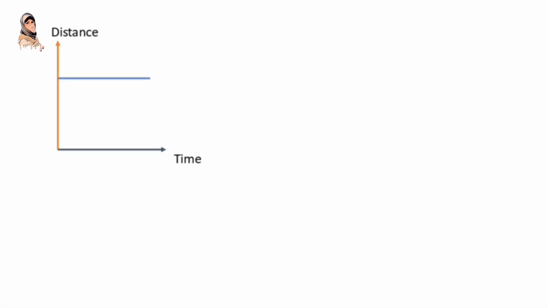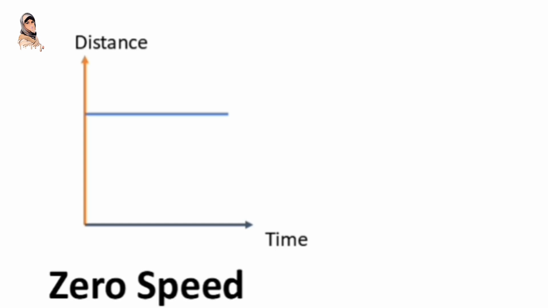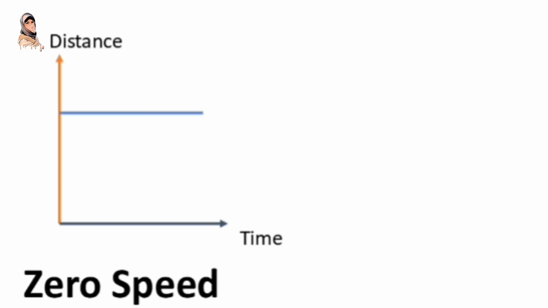Now you can see that in this graph, time is passing and no change in distance is seen. It means the body is at rest. There is no slope, so the speed is 0. So this graph shows that the speed of the body is 0.